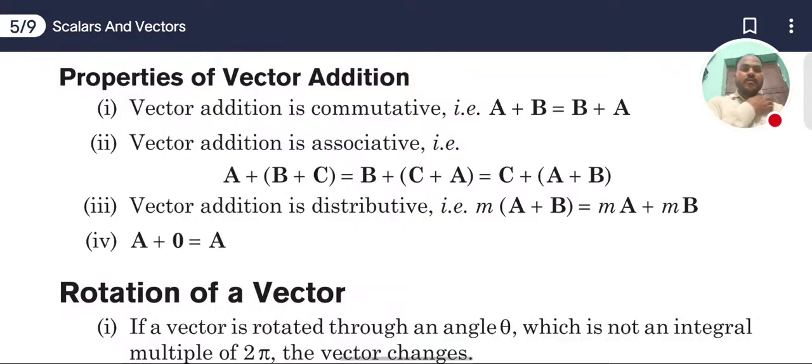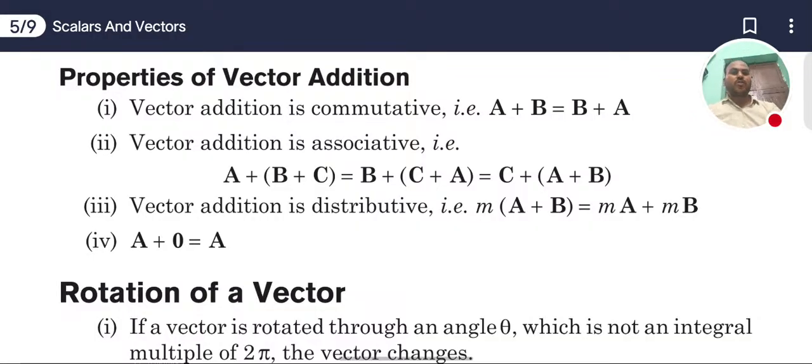Next, vector addition is distributive. Vector addition is also known as distributive, commutative, as well as associative. So vector addition is distributive, that is m into (a plus b) equal to ma plus mb. Fourth one, a plus 0 equal to a.